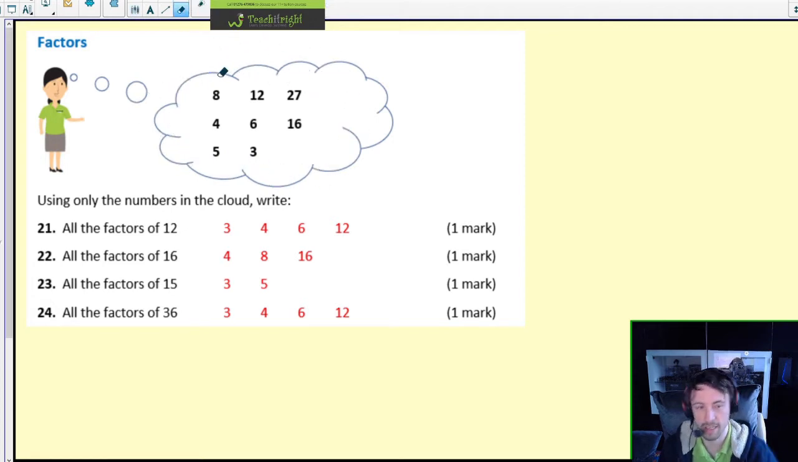Remember, a factor is, they often come in pairs, but they're numbers you can multiply together to make the number. So for example, 1 times 12 is 12. So both 1 and 12 are factors of 12. 3 times 4 is 12. So 3 is a factor and 4 is a factor.